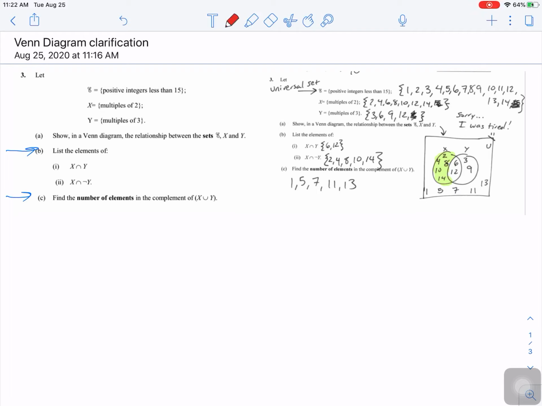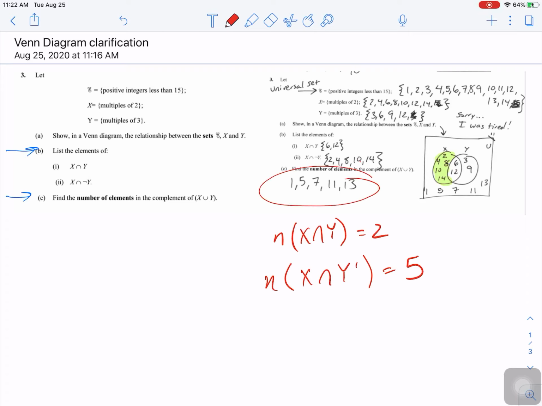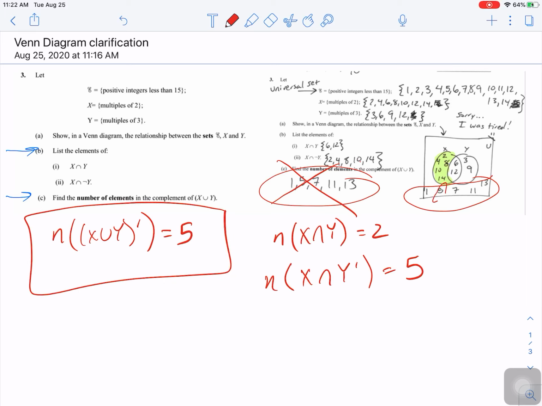If they were to say find the number of elements in X intersect Y, the answer would be 2. If they were to say find the number of elements in X intersect not Y, the answer would be 1, 2, 3, 4, 5. And there we go. Now, find the number of elements in the complement of that. Well, I did the wrong thing on part C. I listed them out, so my bad, my mistake on that. That doesn't help your understanding. Find the number of elements in the complement of X union Y, so it's (X union Y) complement. That is these 1, 2, 3, 4, 5 elements, and so the answer should have been the number 5, even though 5 is an element.